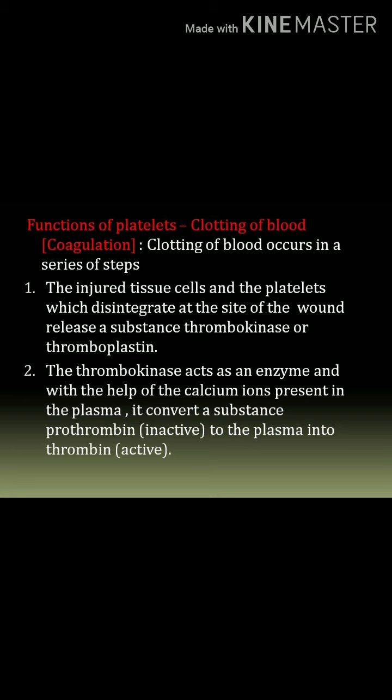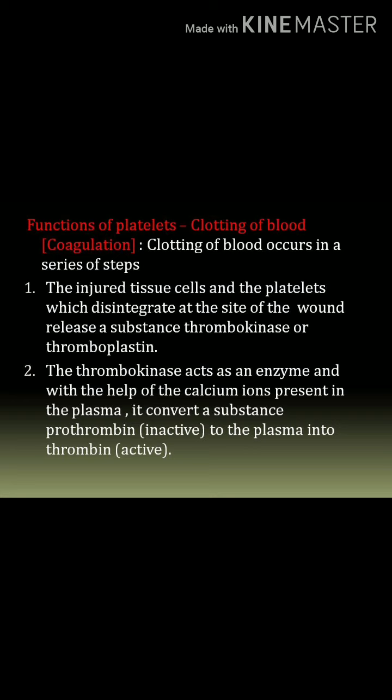Here we can see the steps of blood clotting. First, the injured tissue cells and the platelets, which disintegrate at the site of the wound, release a substance that is thrombokinase, also called thromboplastin, or factor X. So when there is an injury in that area, tissue cells and platelets disintegrate and release one of the chemical substances that we call thrombokinase or thromboplastin.